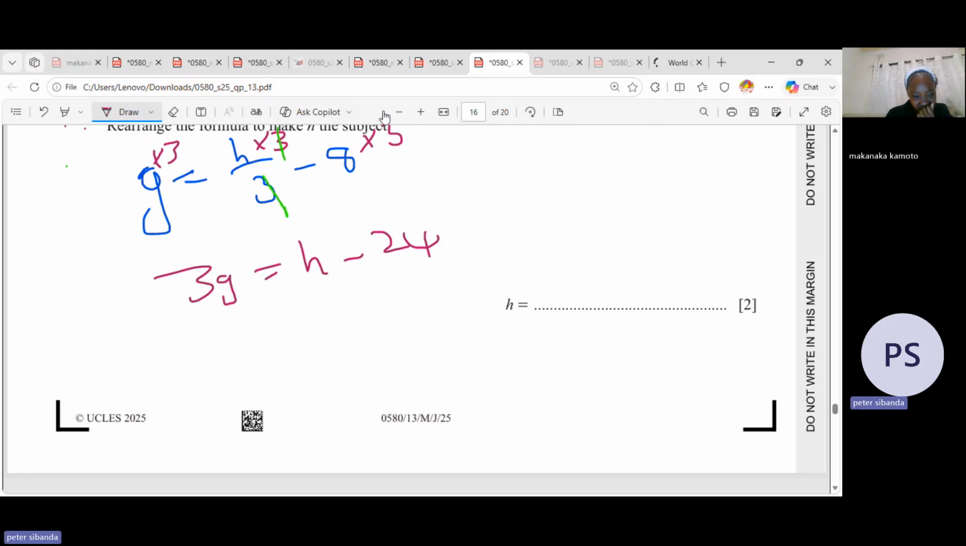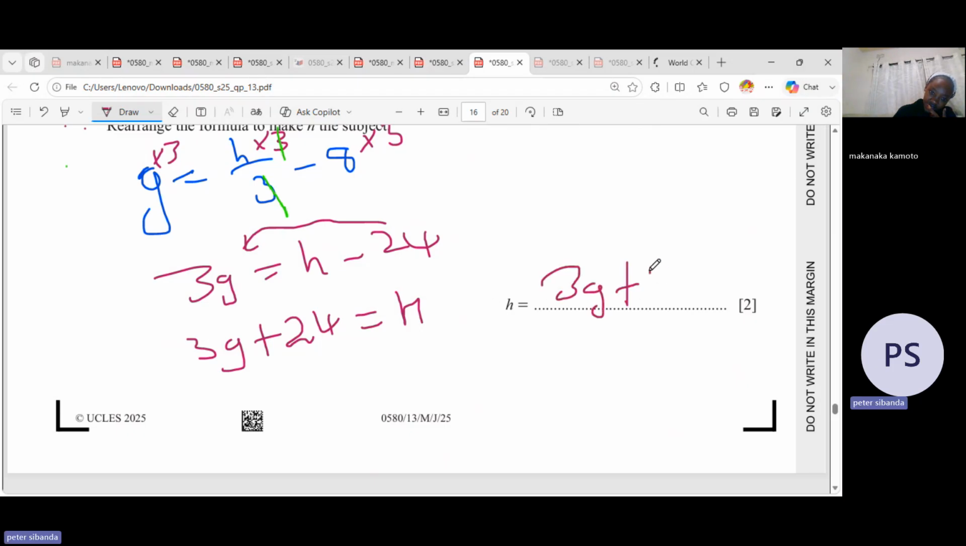Come on. h and 24 are not together. So this minus 24 can be taken to the other side. And all it has to do, because it crossed over the equal sign, is change its sign from being negative to being positive. So we're going to have 3g that was already there, then plus 24 that just came. And since 24 came here, what remains that side? h. And we're done. Therefore, h is equal to 3g plus 24.